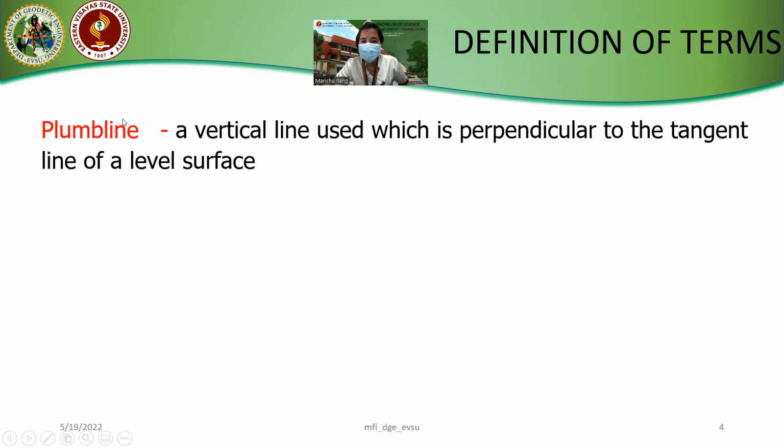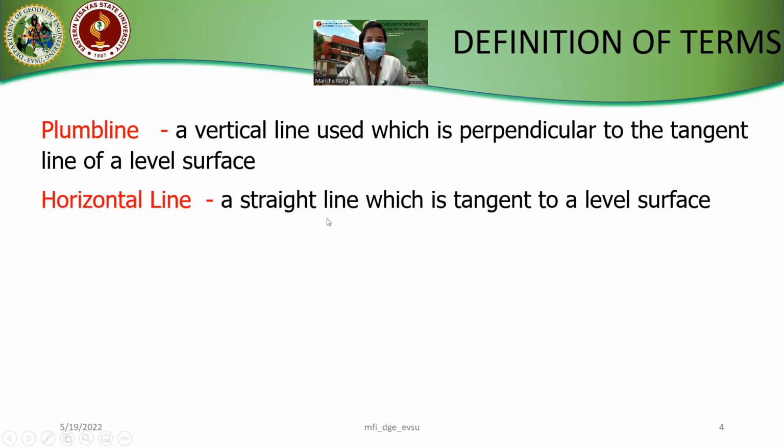Again, when we say plumb line, this is a vertical line. If you are standing straight, then your plumb line is directly through you. That is a vertical line that is parallel to the gravity of the earth. So if you are standing, the plumb line traverses the center of your body, which is the center of gravity of the body.